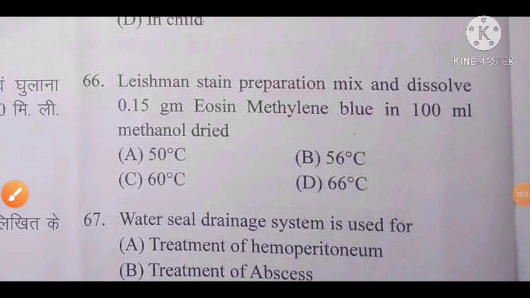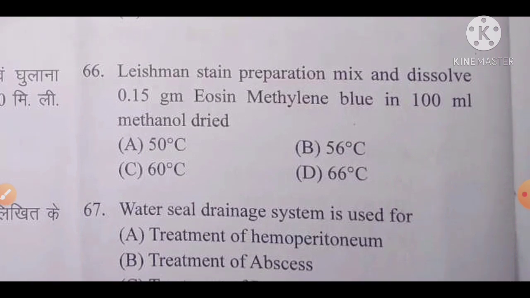In preparation of Leishman's stain, 0.15 gram crystals of eosin methylene blue is dissolved in 100 ml of methanol is dried at option A 50 degrees Celsius, B 56 degrees Celsius, C 60 degrees Celsius, D 66 degrees Celsius. And the fact available regarding this question, it is Leishman stain preparation where 0.15 gram crystals of eosin methylene blue is dissolved in 100 ml of methanol is dried at 50 degrees Celsius for 15 minutes to dissolve completely all the crystals of the stain in the methanol.